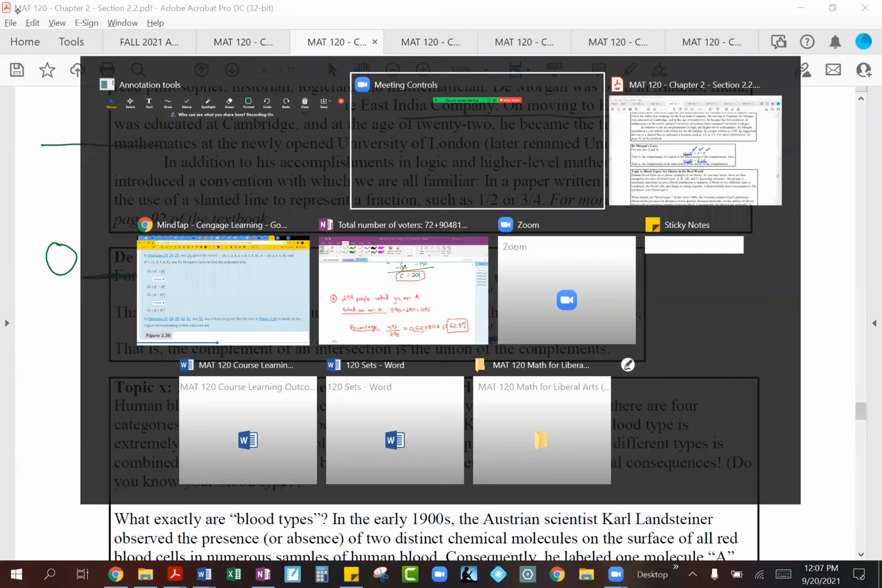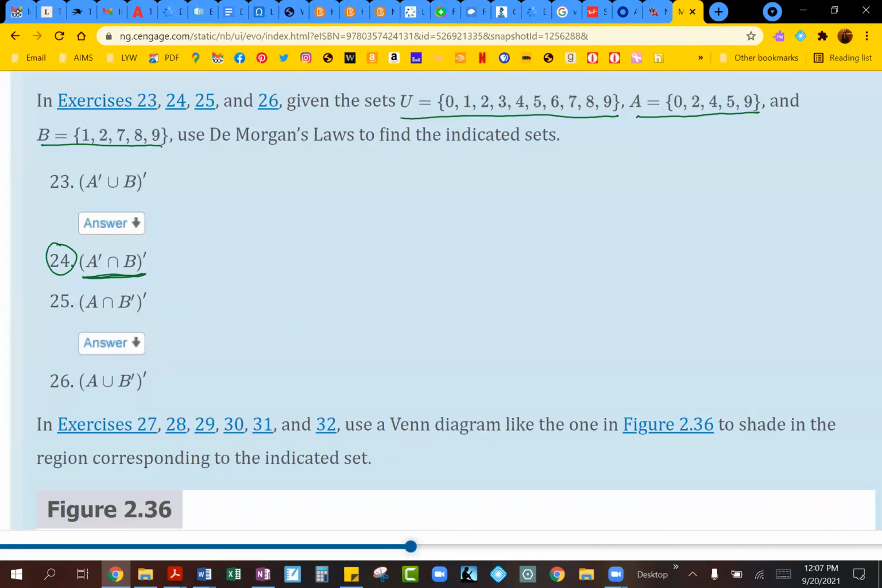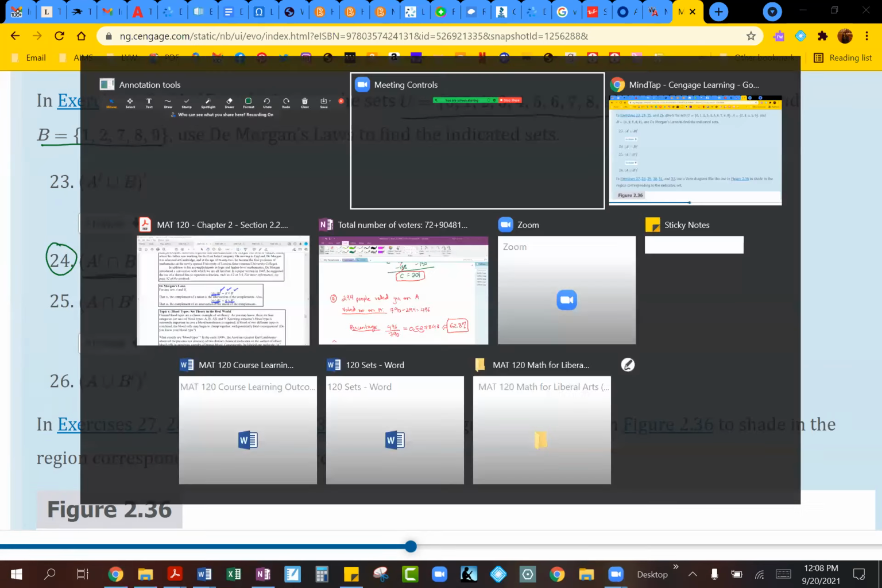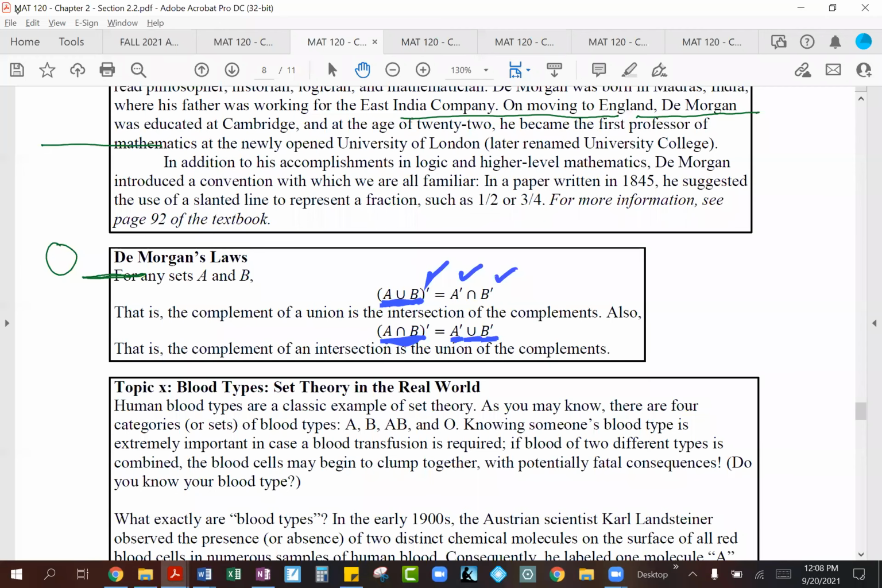So our question is A complement intersected with B, and then, of course, you're taking the whole complement on that set. So right now we're looking at the intersection between set A complement and set B, right? Just to get an idea of what De Morgan's law on intersection is, let's take a look at the second one over here. So intersection breaks down into A intersect B, complement on the whole thing.